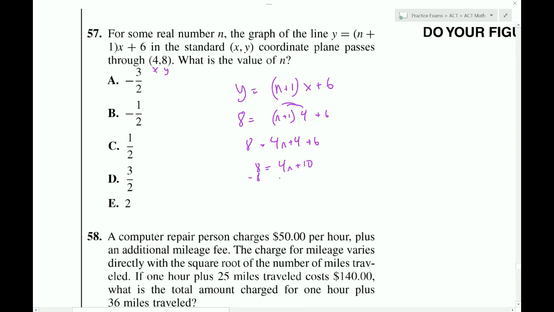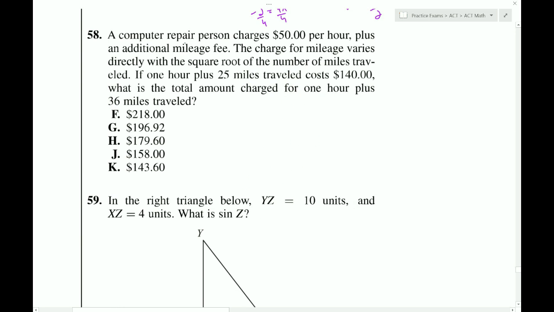We could subtract the 8, and we get 4n plus 2 is 0. We bring the 2 to the other side, making it -2. We divide by 4. We find n is -1/2. Just make sure that they're asking for n, and they are. A computer repair person charges this per hour. Okay.